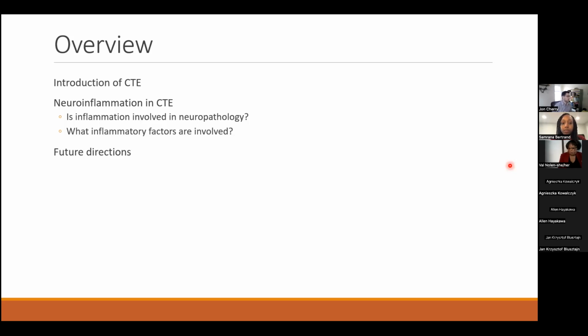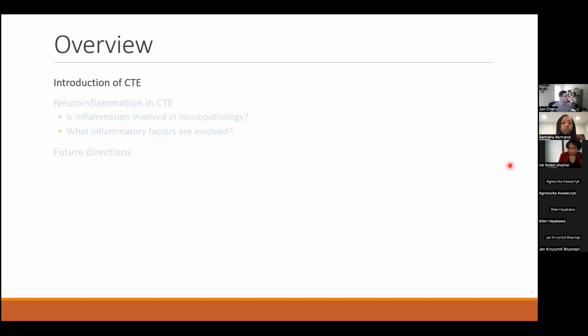We're going to ask the question, is inflammation involved in the neuropathology? And then if so, what neuroinflammatory factors are involved? Because that's a very important question when we're thinking of therapies and biomarkers and understanding the disease in a more thorough context. And then I'll end with some future directions.